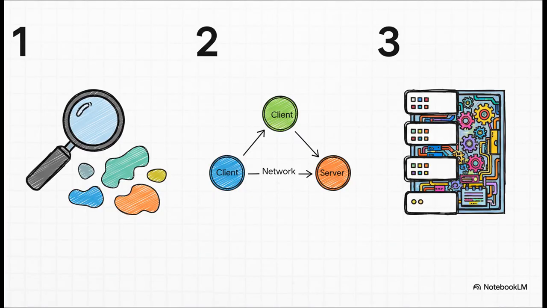So, to wrap it all up, here are the 3 big things to remember. 1. Multimedia search is all about similarity, not exactness. 2. The whole system is built on that 3-pillar structure: client, network, and server. And 3. The server isn't just one thing. It's a complex engine with highly specialized parts for every job.